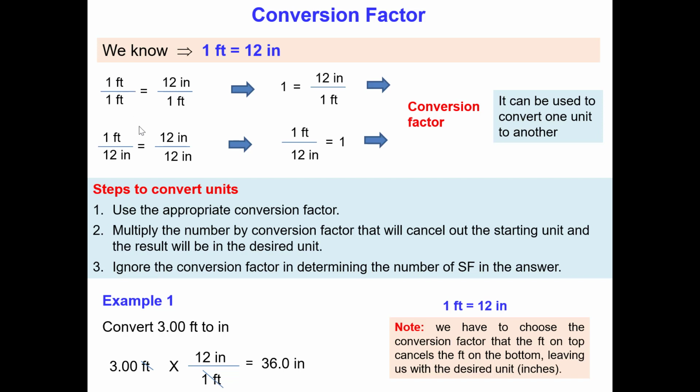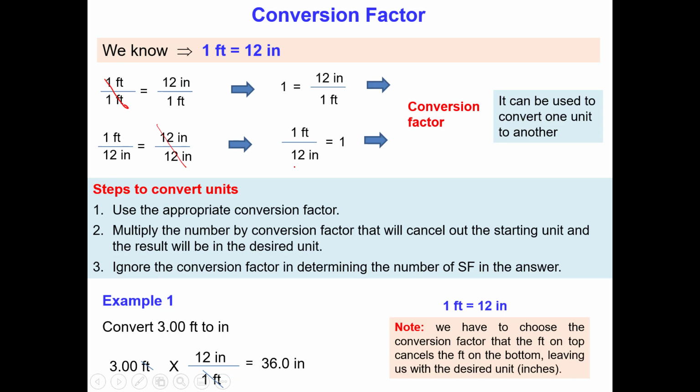If we divide by 1 foot, 1 foot divided by 1 foot, we will have this equal to 1. This is what we had here. And we had 1 equals 12 inches divided by 1 foot. But also, if we had the same equality here, we can divide by 12 inches on both sides. In this case, we will have that 1 foot over 12 inches equals 1. Yes, 12 inches divided by 12 inches equals 1.